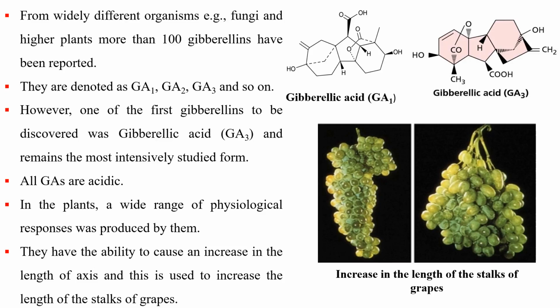From widely different organisms, for example fungi and higher plants, more than 100 gibberellins have been reported. They are denoted as GA1, GA2, GA3 and so on. However, one of the first gibberellins to be discovered was gibberellic acid, and it remains the most intensively studied form. All GAs are acidic. In plants, a wide range of physiological responses is produced by them.